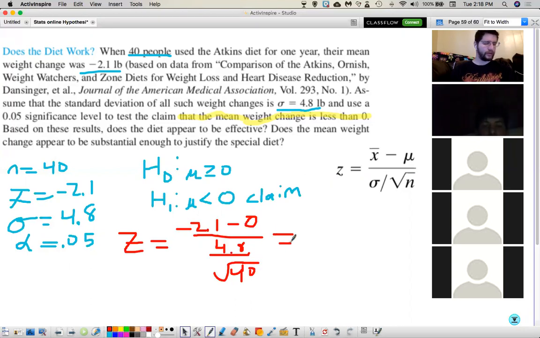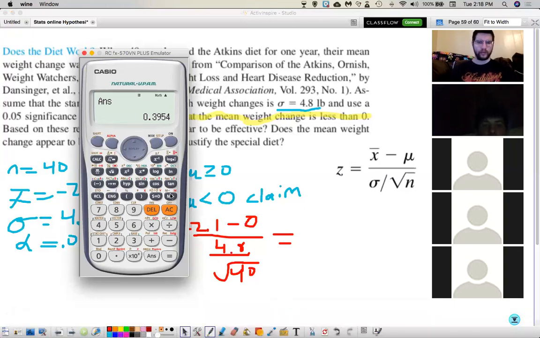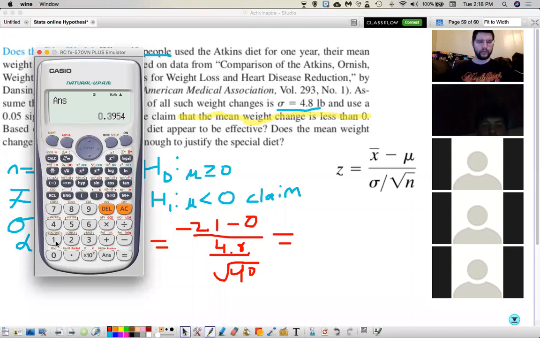If we type that in the calculator, negative 2.1. Don't need a minus 0 because that's just going to stay the same. 4.8 over square root of 40. Negative 2.77.